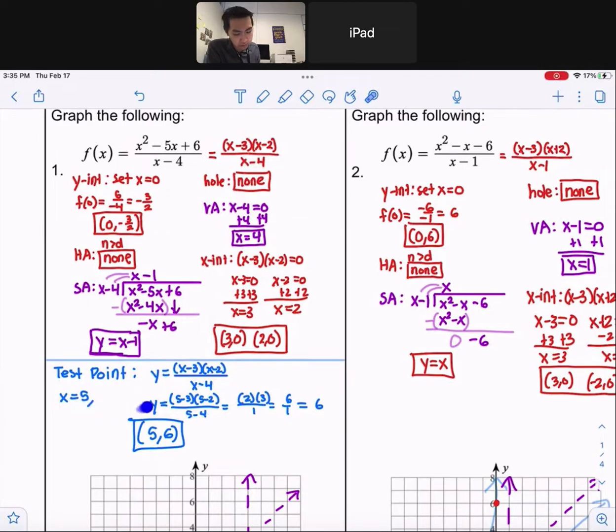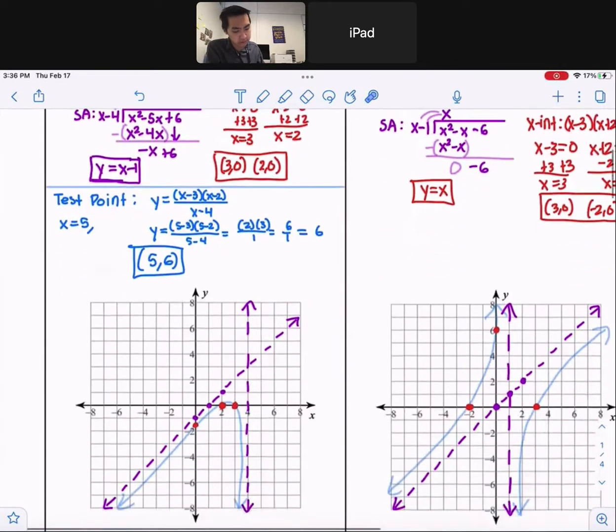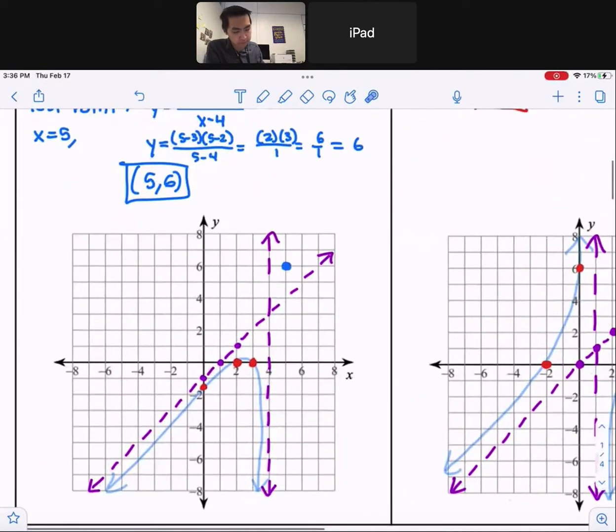So everywhere you see a 5, it becomes an x. So 5 minus 3 is 2. 5 minus 2 is 3. 5 minus 4 is 1. 2 times 3 is 6. 6 divided by 1 is 6. So we get a point at (5, 6), which is right there. And then I know to graph my curve just like so. It hugs and follows along the asymptotes.